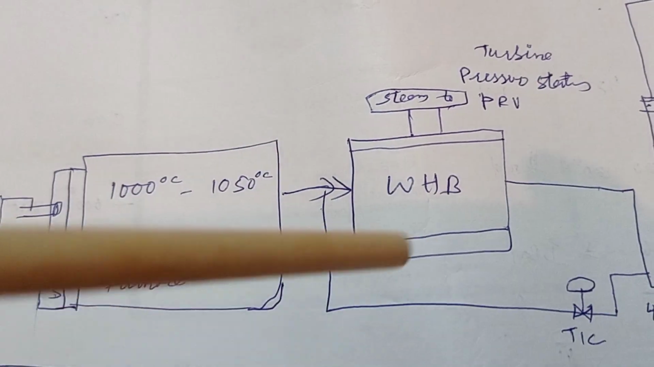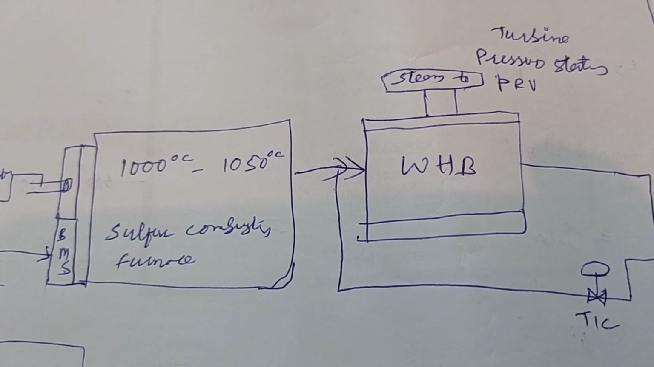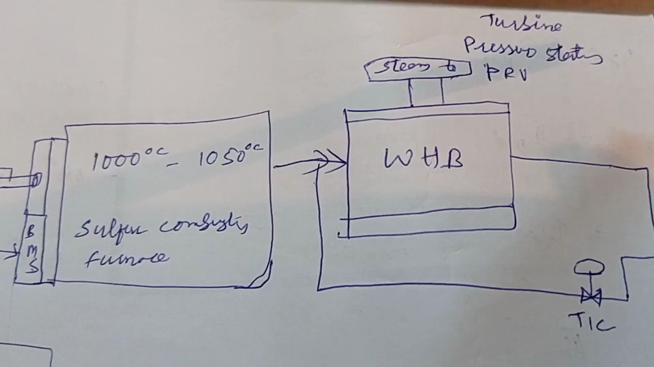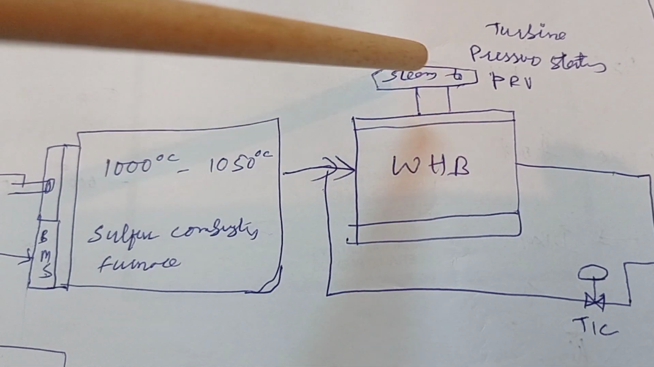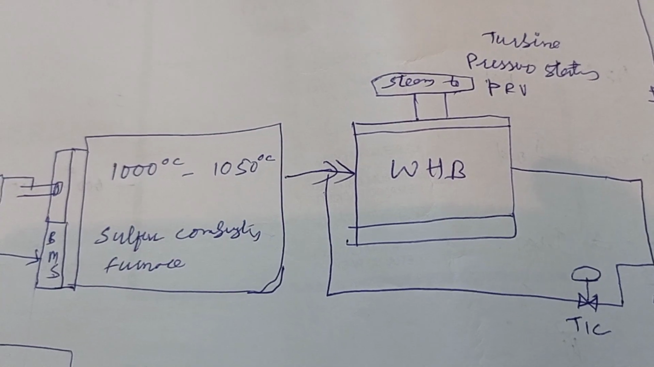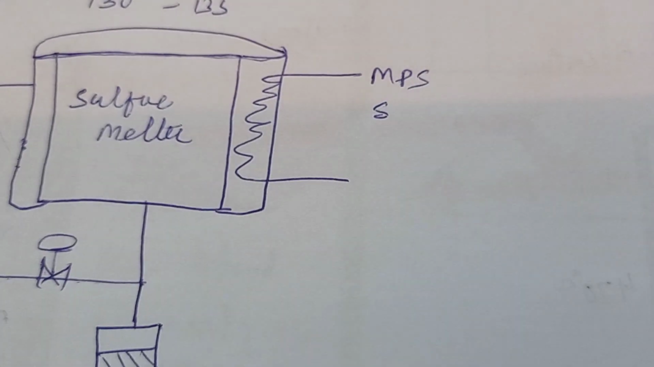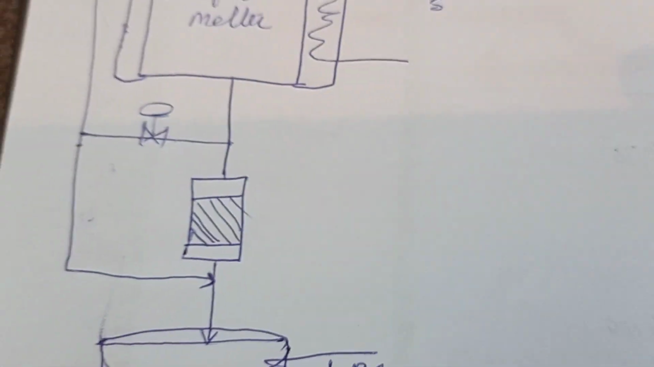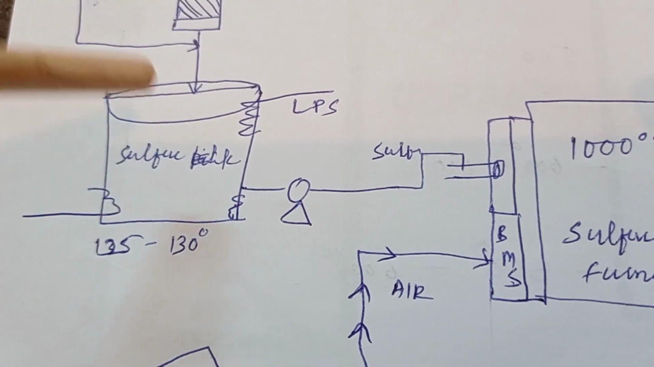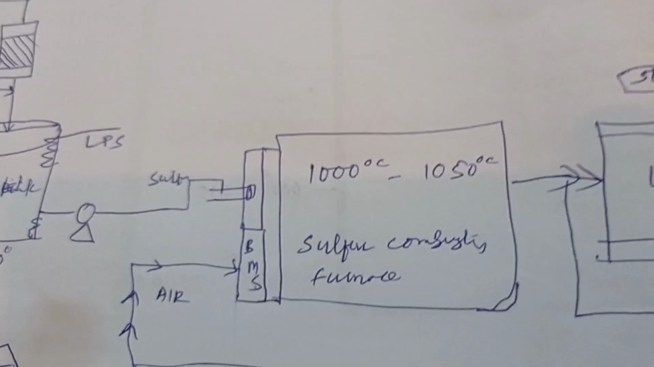The steam from turbine 1 and turbine 2 will have a pressure of around 4 kg or 6 kg, and it goes to the PRV, the pressure reducing station, PRS. The pressure reducing station reduces the pressure into MPS and LPS. MPS is used in case we get dry sulfur feed. In case we get liquid sulfur from the company, we use LPS steam.